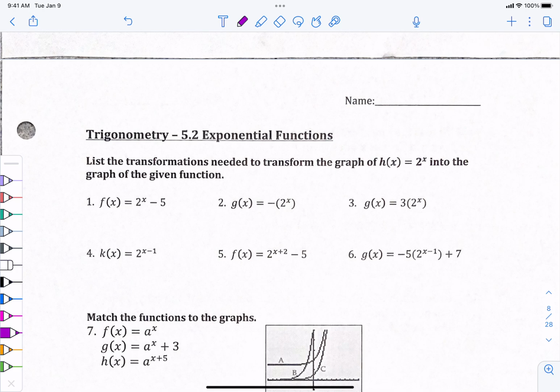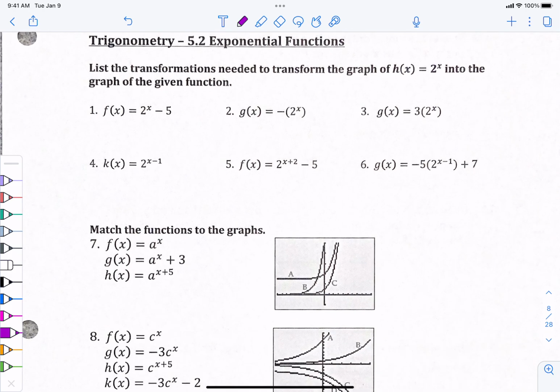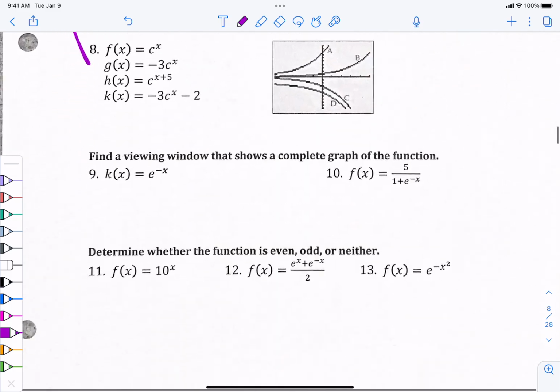So you should have this 5-2 homework assignment. You should work on it with the amount of time that remains in the period. If you have questions, I will float around and answer them. The first chunk of this is just asking for the transformations. Like what is the 3 doing? What are all these numbers doing? Work on your homework assignment.